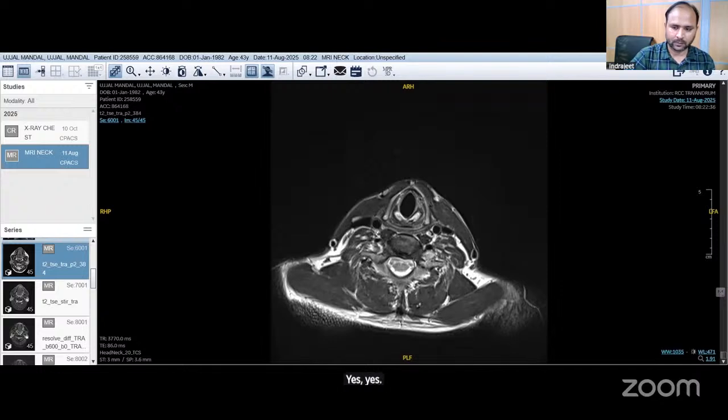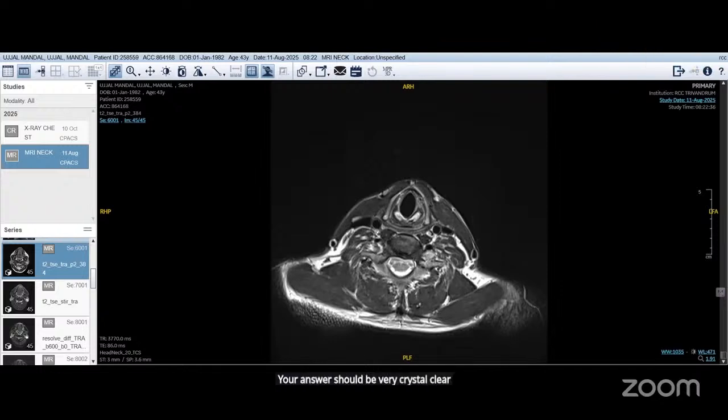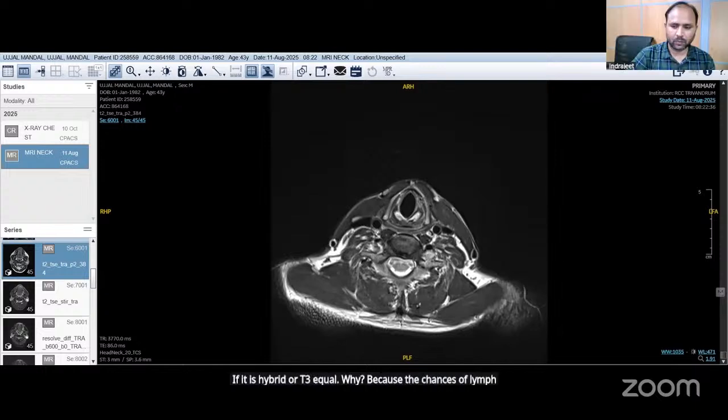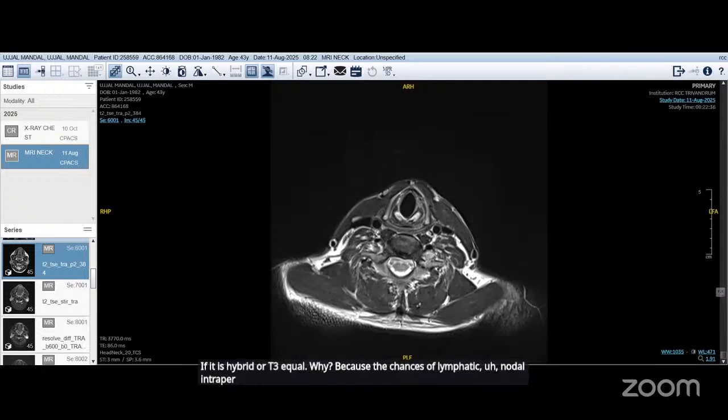Your answer should be very crystal clear. It should be high grade or N plus or T3, T4. That's it. Like, why do you want to do total conservative? Then your answer should be if it is high grade or T3, T4. Why? Because the chances of intraparotid nodal metastasis are high. So you want to clear the nodal basin, the parotid nodal basin. That's why you want to do the total conservative.